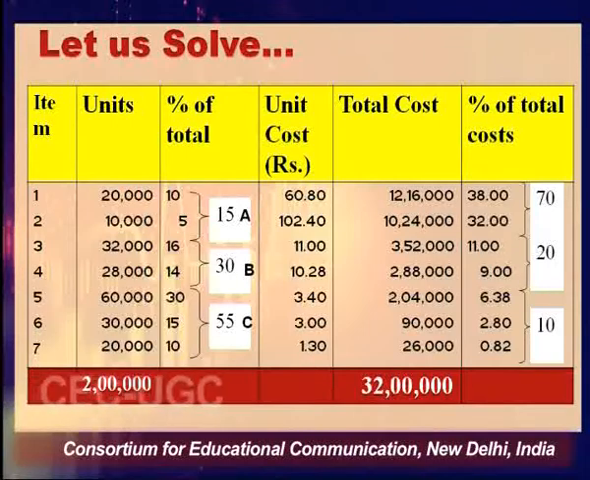Now we have to follow the same process that we followed for the percentage of total units. The same process we have to follow here in terms of cost also. Suppose for the first item the total cost comes to be rupees 12,16,000. What is the percentage of it, which proportion of total cost is it representing? Once we compute it, it becomes 38%.